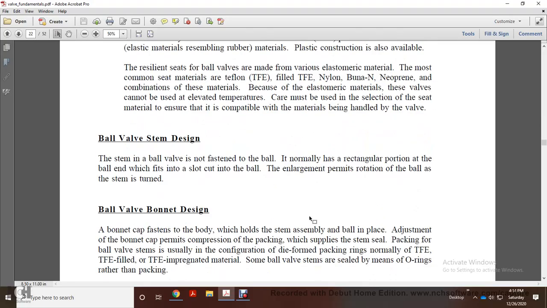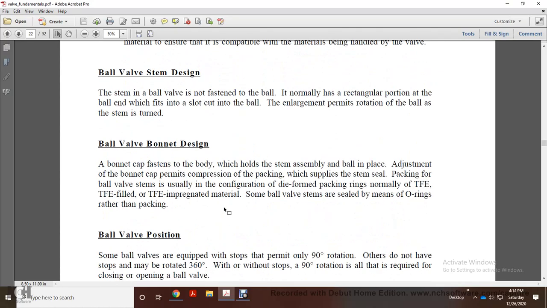The ball valve stem design. The stem of the ball valve is not fastened to the ball, but normally has a rectangular portion at the end which is fitted into a slot cut into the ball. The enlargement permits rotation of the ball as the stem is turned.